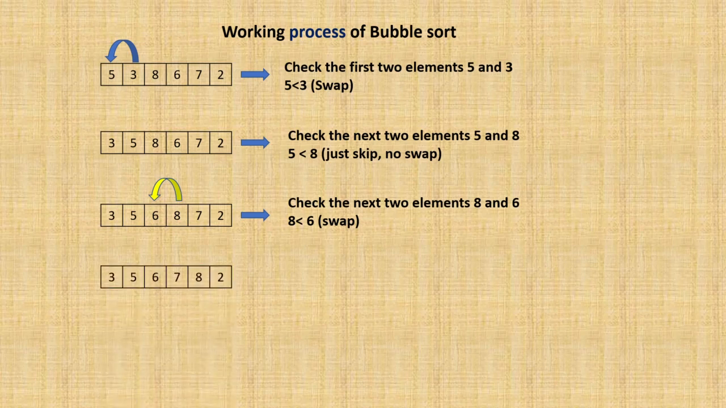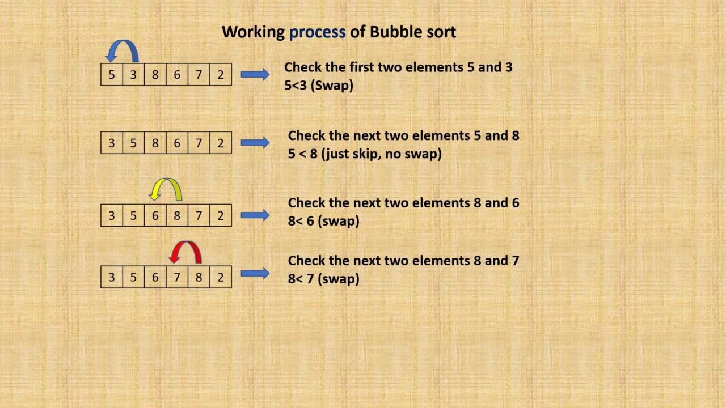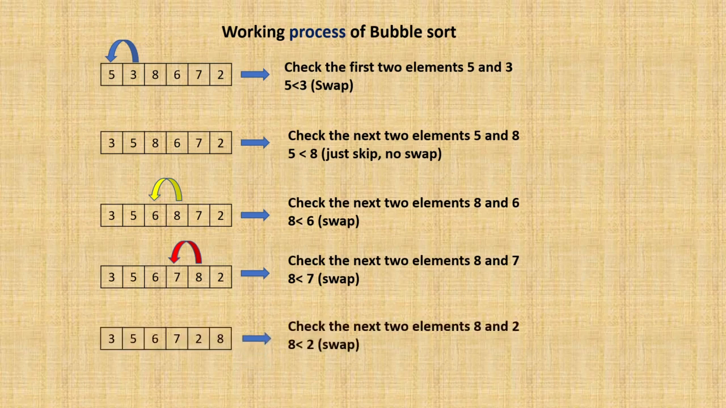The next step is to check the next two elements, 8 and 7. We know that 7 is less than 8, so here also the swapping is done, replacing the positions of 7 and 8. In the same way the next two elements are checked, and we get 2 in the fifth position and 8 in the last position.